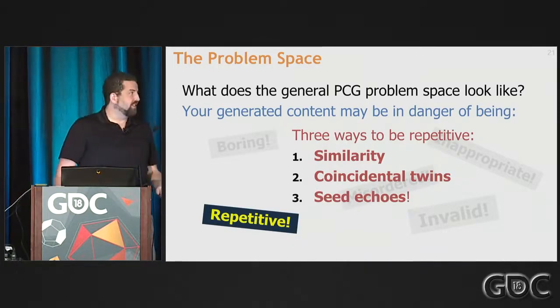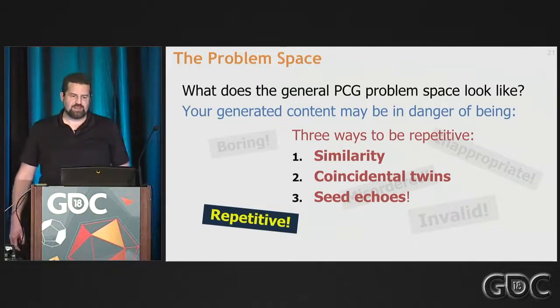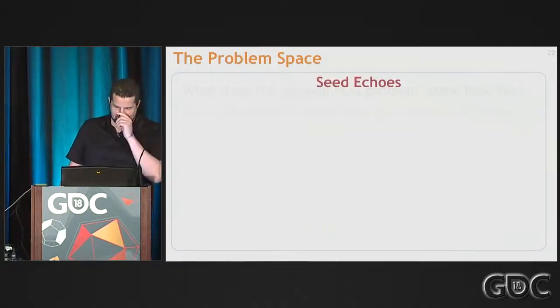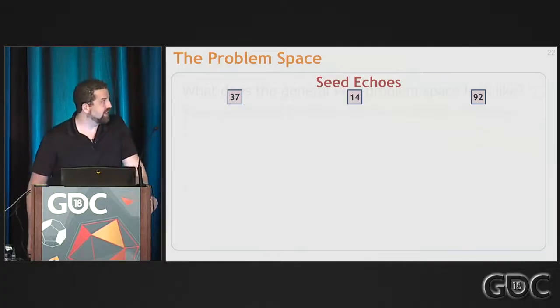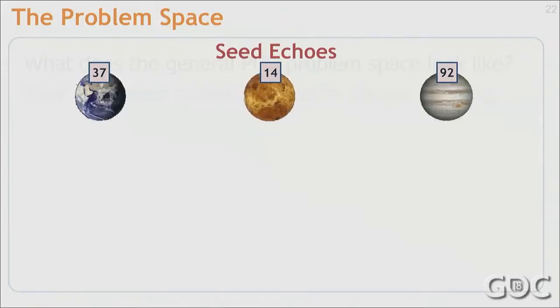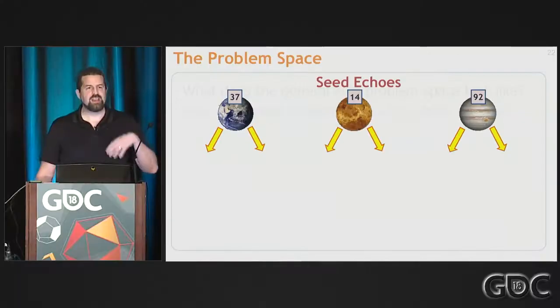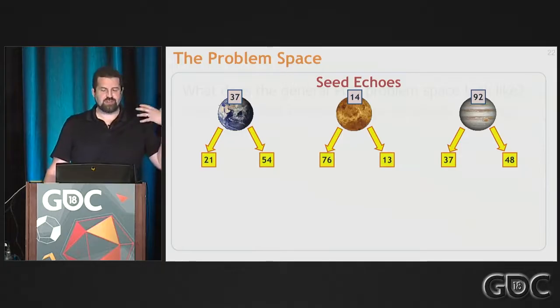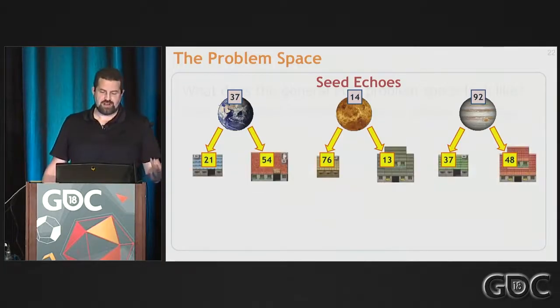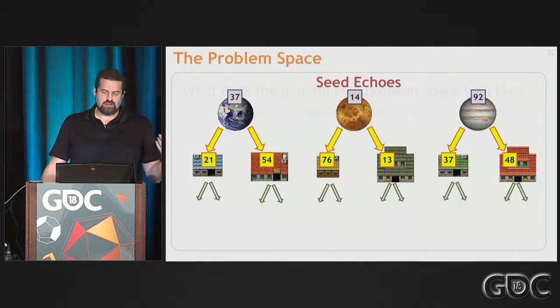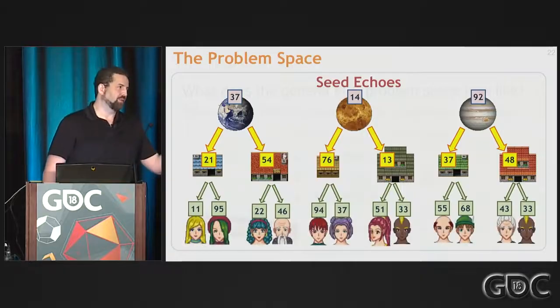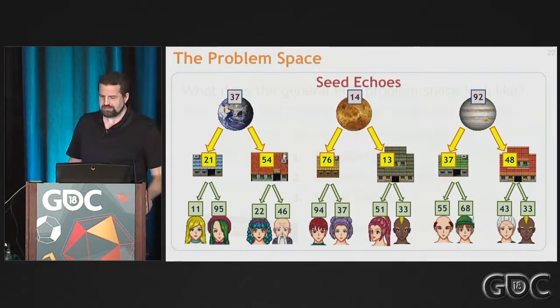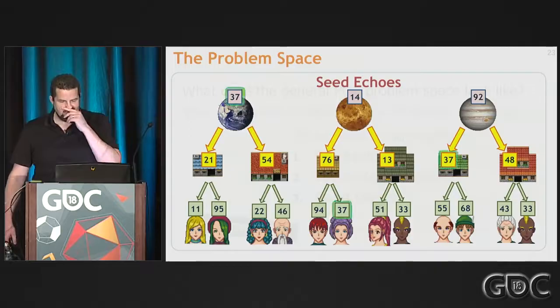And then the most insidious of these is what I call seed echoes. Let me explain what that means. Let's say I have 3 random seeds, and each one of those is going to be used to generate a world. And then when I'm generating those worlds based on those seeds, they're going to come up with new seeds with which to generate the towns that are on those worlds. And then those are used to come up with seeds that generate the villagers within the towns, et cetera, et cetera, et cetera. So we have some problems here.